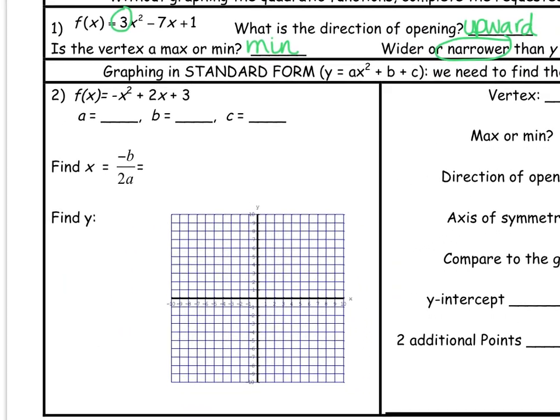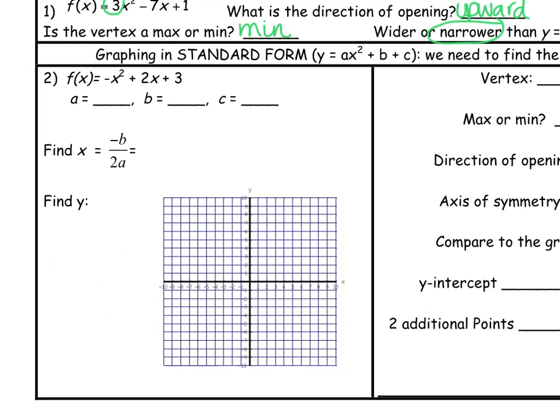Okay, so what can we use all this information for to graph without using a calculator? First we're going to look at this function, f of x is negative x squared plus 2x plus 3. A is the coefficient of x squared. So what is the coefficient of x squared? It's not there, so we're going to make it a negative 1. B is the coefficient of x, and c is always our constant.